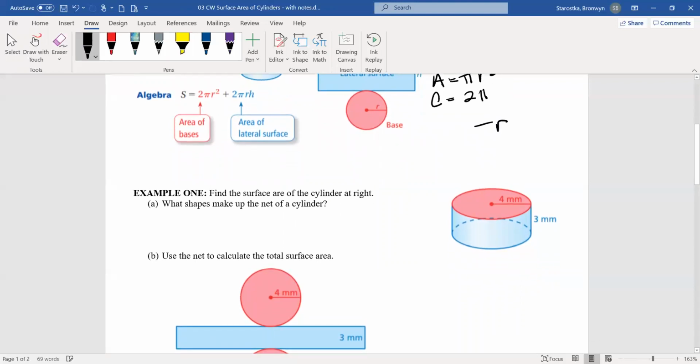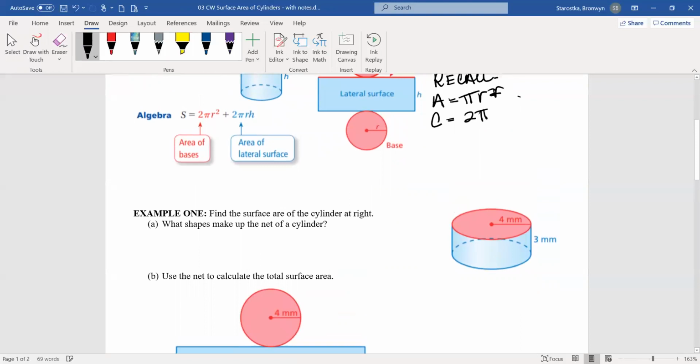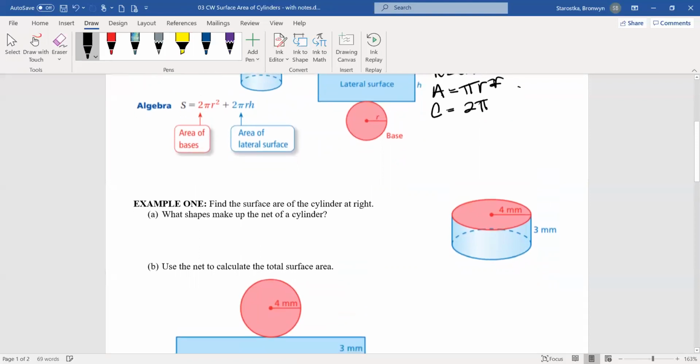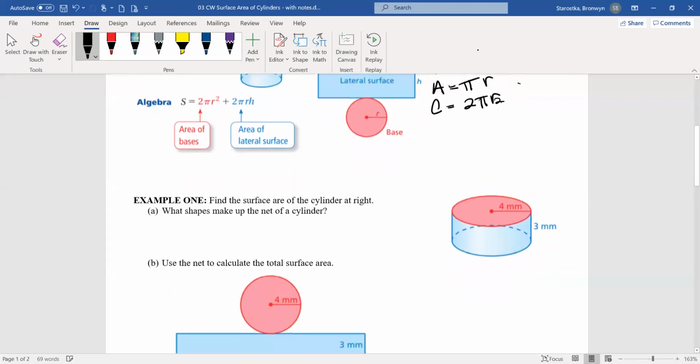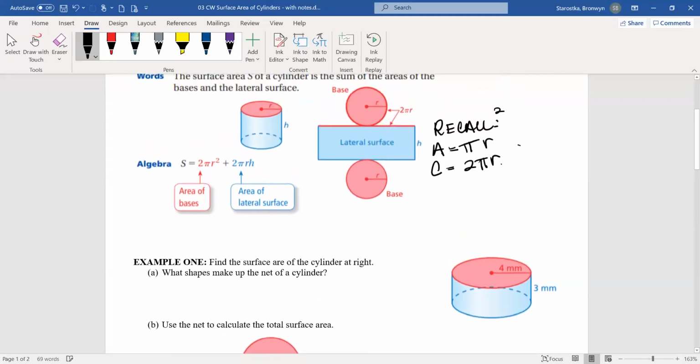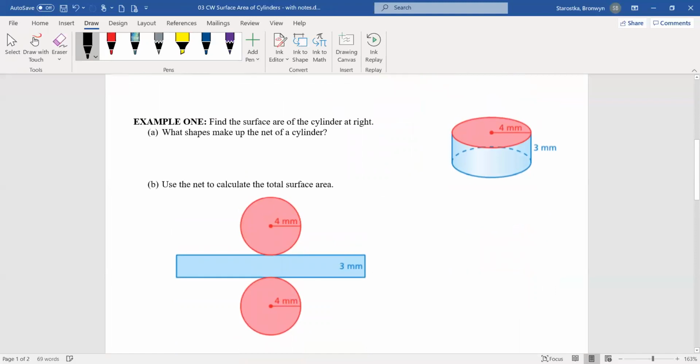I don't know why it's doing that. 2 pi r. Boom. Well, sorry about that. I thought I fixed all my glitches. This is really frustrating. Just zooming up.